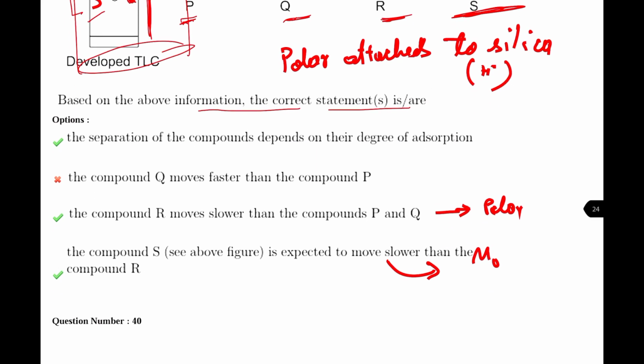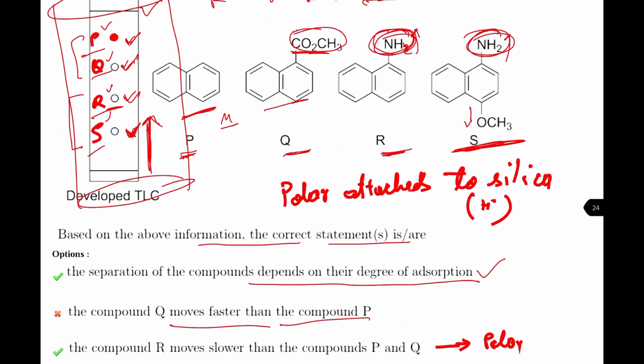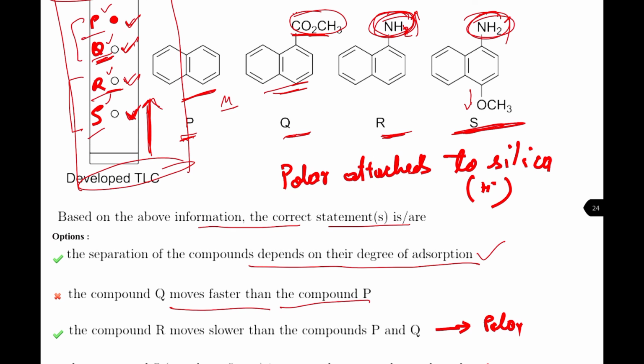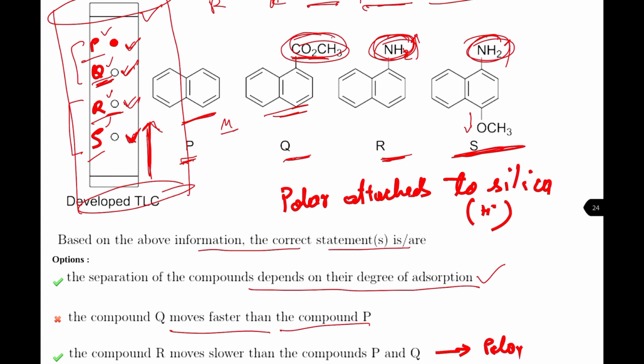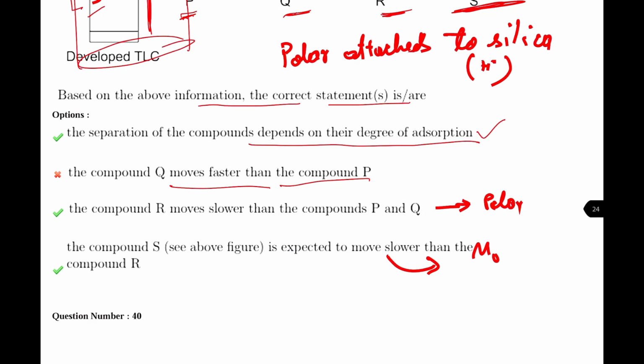So the options: separation of compounds depends on the degree of adsorption, which is true. Compound Q moves faster than P, which is false, because Q is heavier than P, and it will not make much difference because the functional group on Q is also not acidic, so it will not stick much to silica. Therefore P is lighter, so P will move faster, not Q.